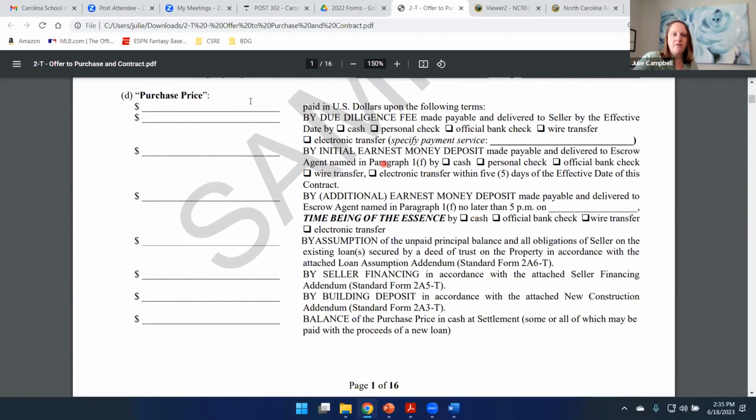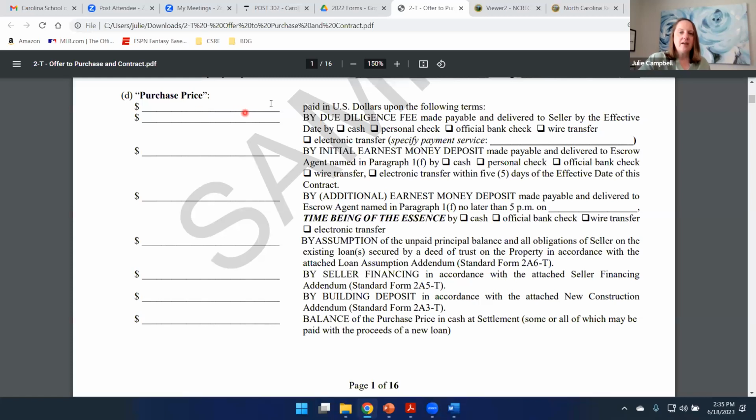The next thing we're going to define is our purchase price. The purchase price is broken down into several different components. The first line here is the purchase price, whatever the buyer is willing to pay for the property and the seller accepts, paid in US dollars upon the following terms.